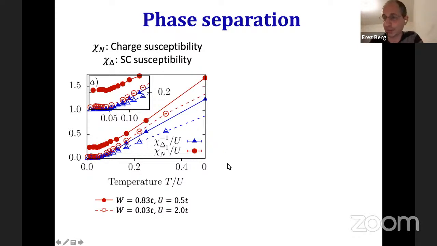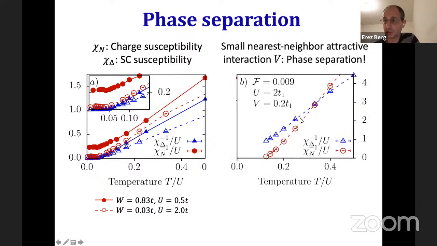Now, if we perturb the model slightly, for instance if we add a small nearest neighbor attractive interaction, which we can still do without causing a sign problem, we can actually drive this model to phase separate. If we add a nearest neighbor attractive interaction which is 10% of the on-site U, the circles, which are the inverse of the charge susceptibility, actually reach 0 first. The model phase separates and Tc goes to 0. So just a 10% perturbation makes Tc collapse to 0. What's the cause of this very close competition between superconductivity and phase separation?